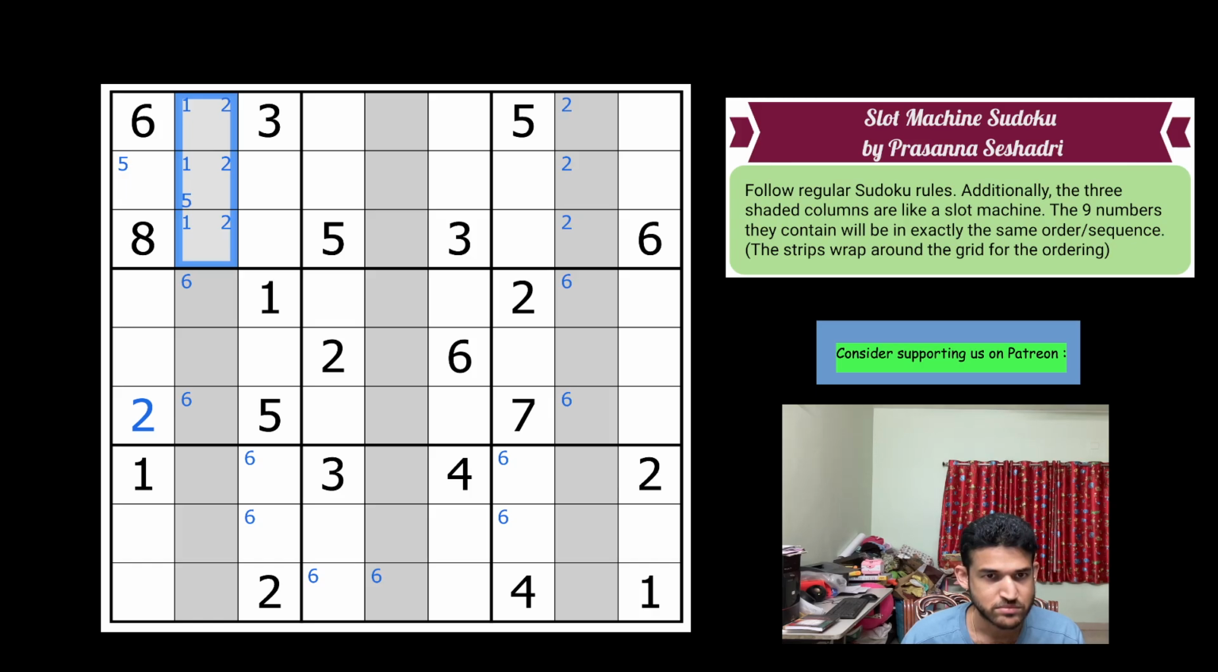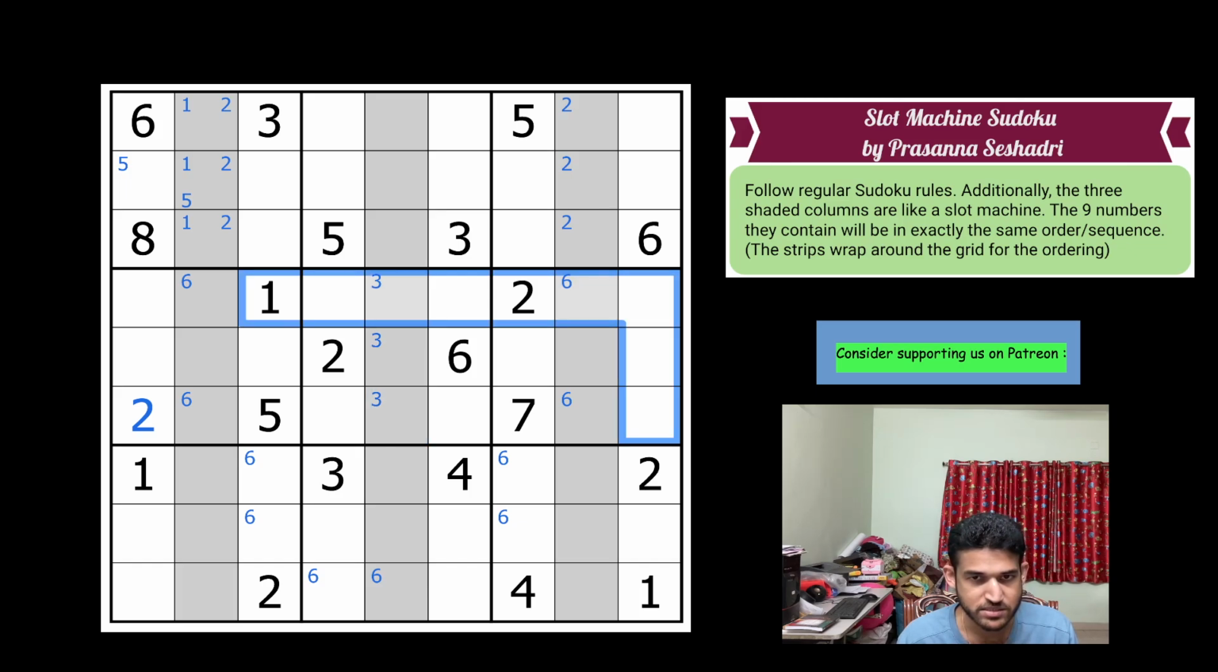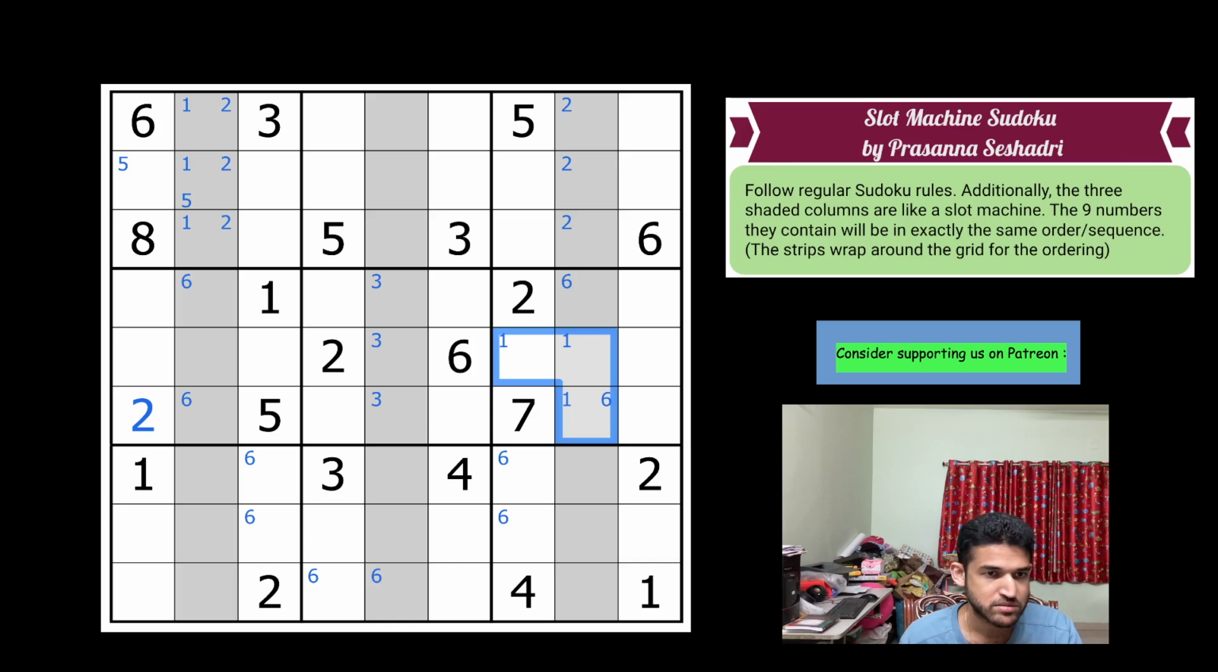Okay, 3, 3, so 3 goes here. Okay, so if you look at the ones, one is not in this area, in box 6, so one is in one of these 3 cells.